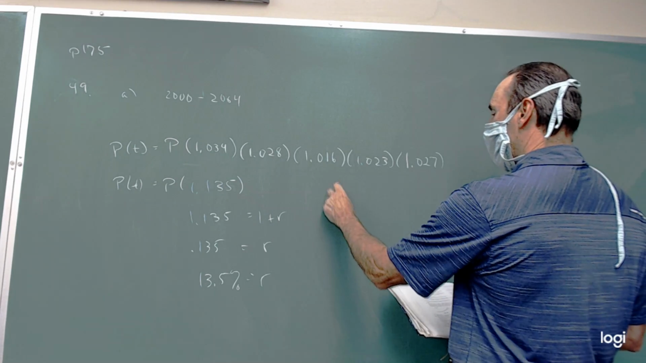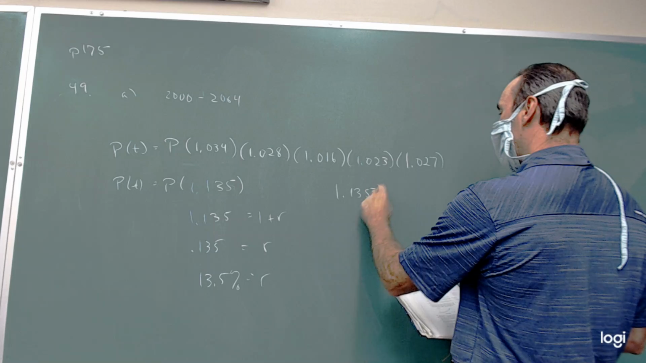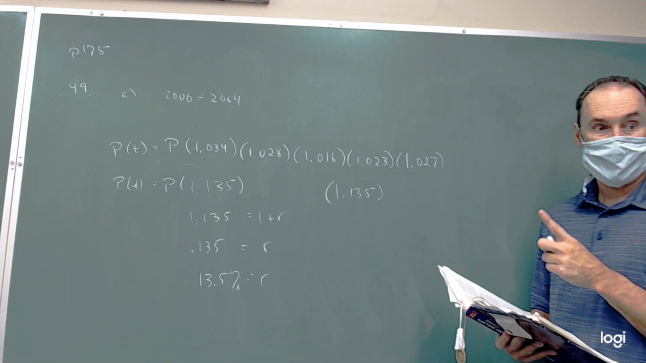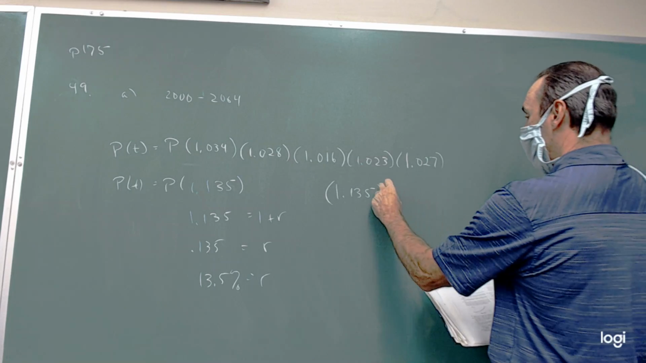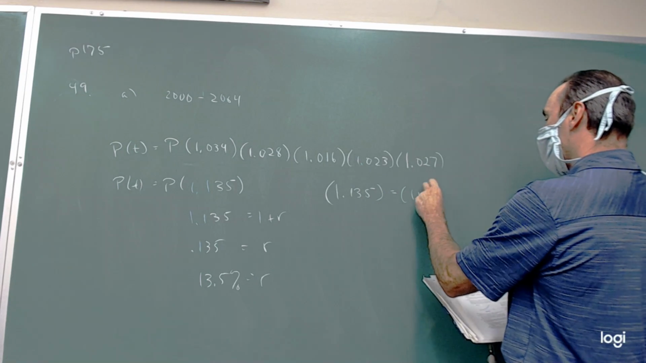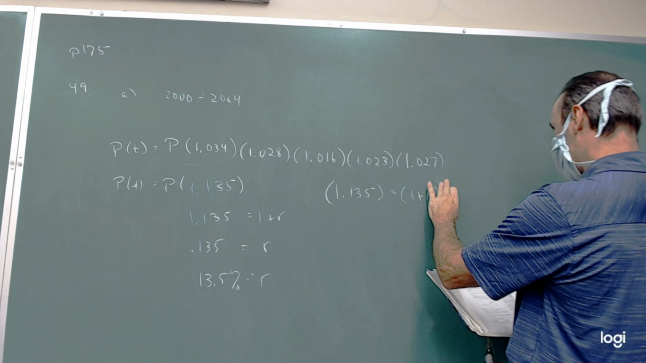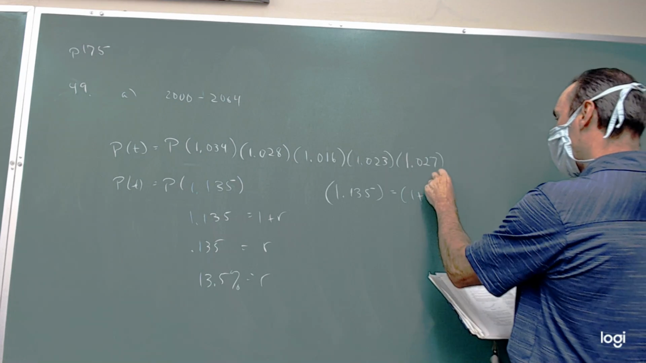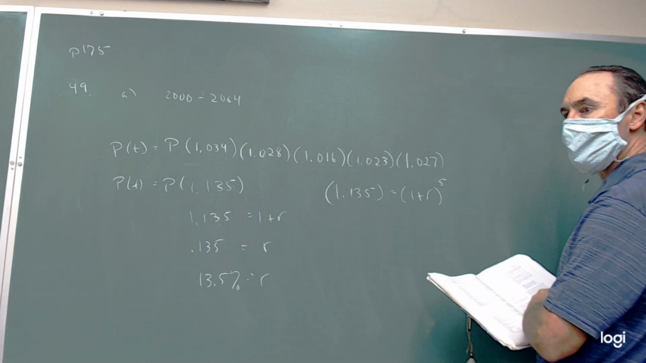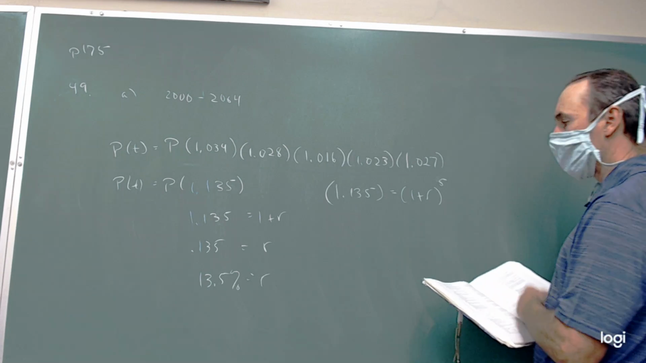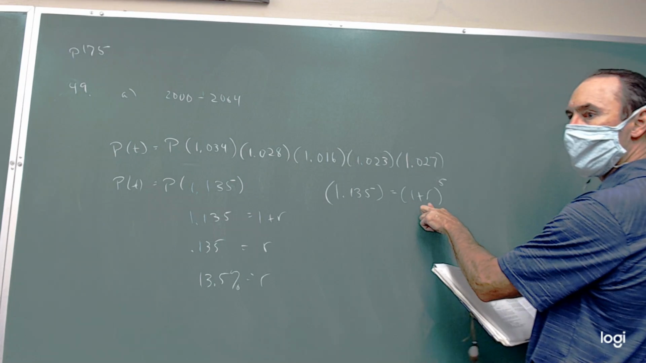what I think we want is 1.135, and we would use your exact answer, not the rounded one, so you can go back. We want that to be 1 plus R to the, was it 4 years? 5 years? 2000 to 2004. Yeah, that was 5 years. So I think that's 5 years total. Is that okay? So then we want to solve for the R here.